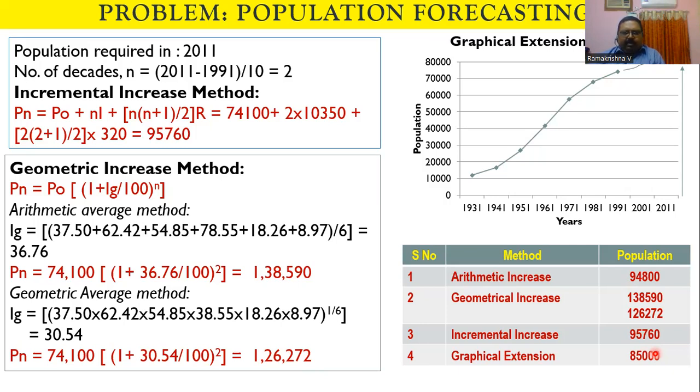Okay, so usually these four methods are regularly used to calculate the population for any water supply projects, and they are very simple methods to use.